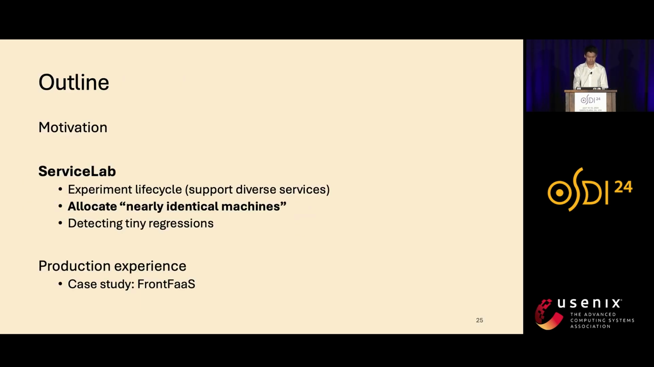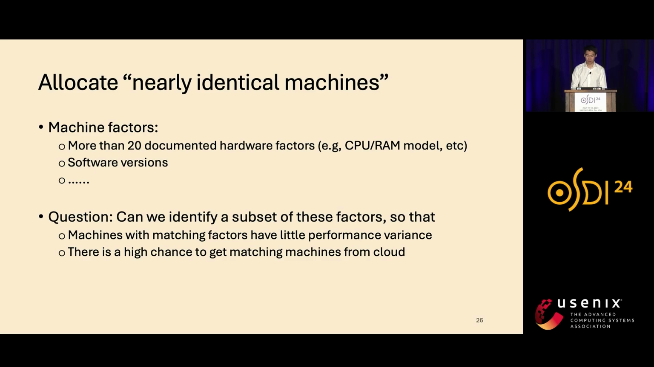Okay. So now I'll talk about some of the key factors that we use to allocate nearly identical machines. So every machine at Meta has more than 20 documented hardware factors. There are many factors that go into defining a machine. And they may also run many different software versions. So we run many different kernel versions as well. And there are also many undocumented hardware factors that go into these machines.